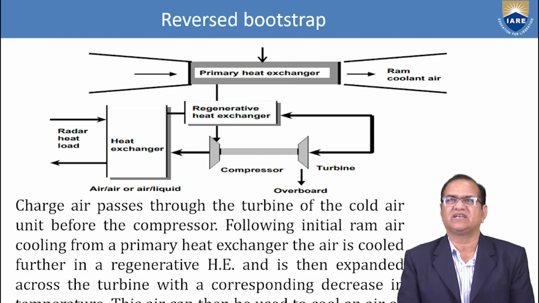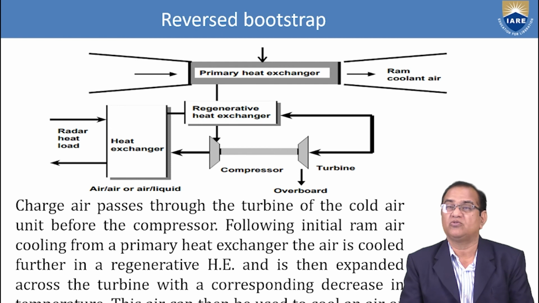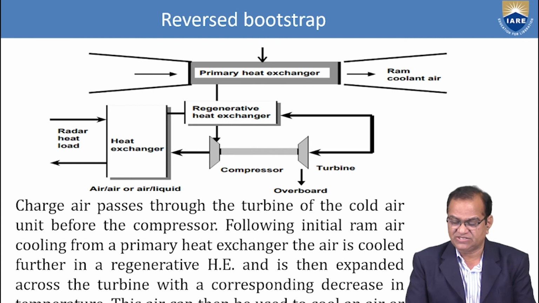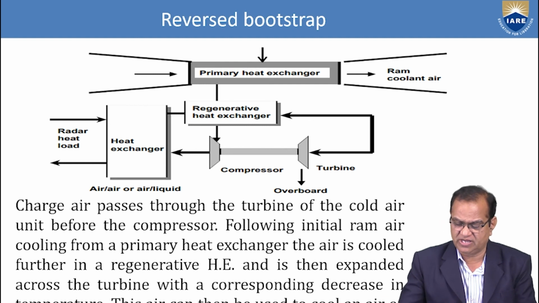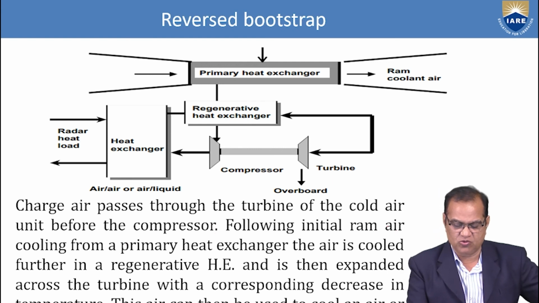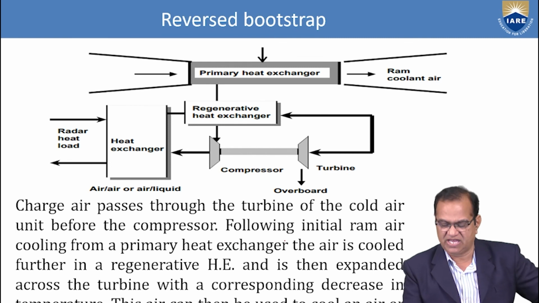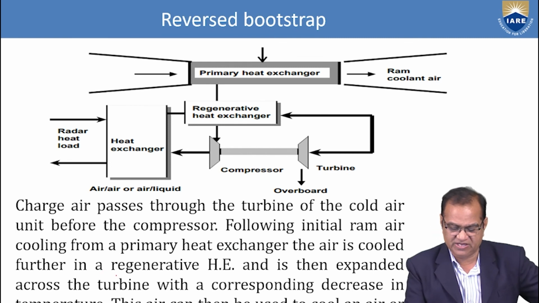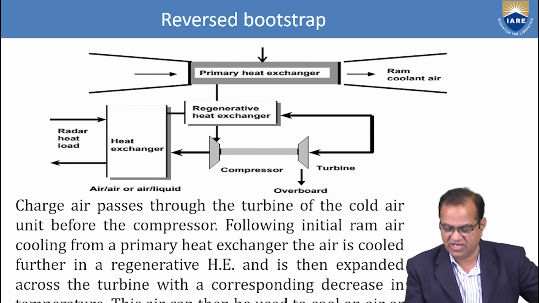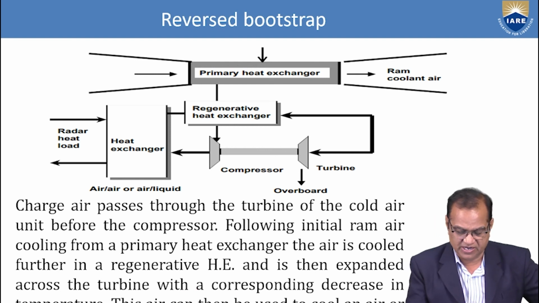So further I think reverse bootstrap. So we have done the bootstrap. Now it is the opposite to the bootstrap. Here charge air passes through the turbine of the cold air unit before the compressor. Following initial ram air cooling from a primary heat exchanger, the air is cooled further in a regenerative heat exchanger and is then expanded across the turbine with a corresponding drop in temperature.